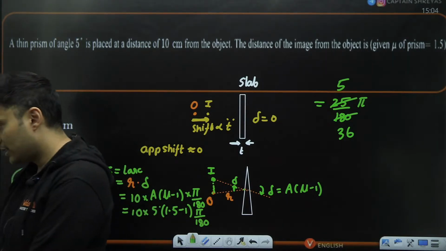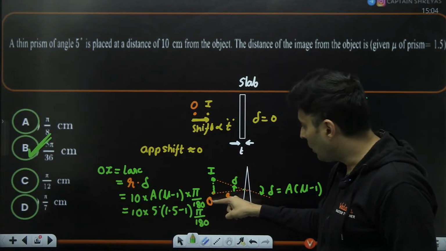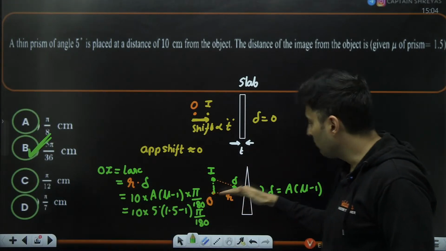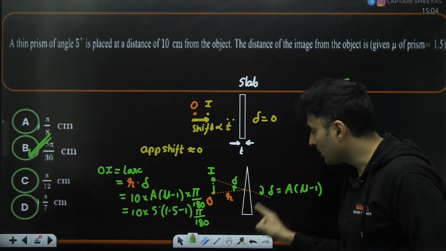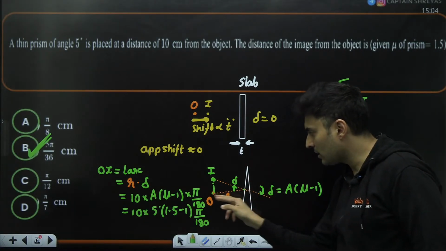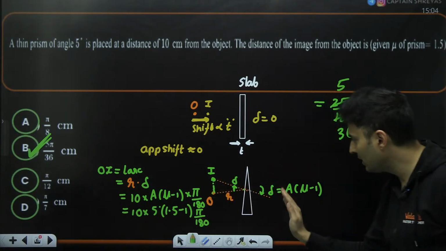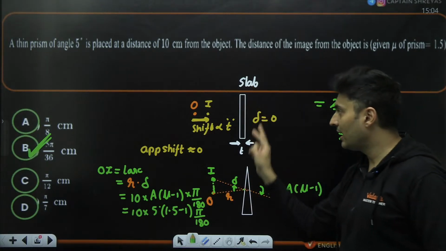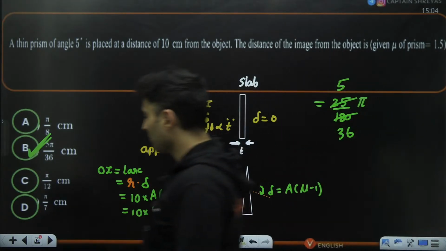Perfect. Awesome. So whenever you get such questions, remember the prism will be bending the incident rays coming from the object. So the image will be shifted because of the deviation which occurs. Whereas in a glass slab, no deviation occurs, only the shift occurs. That is the difference. Okay.